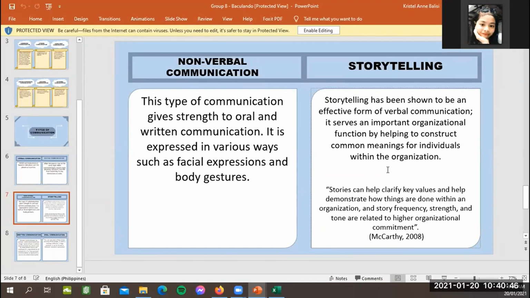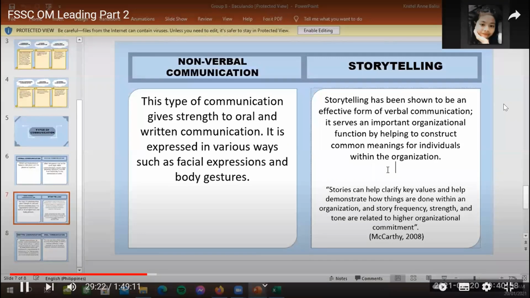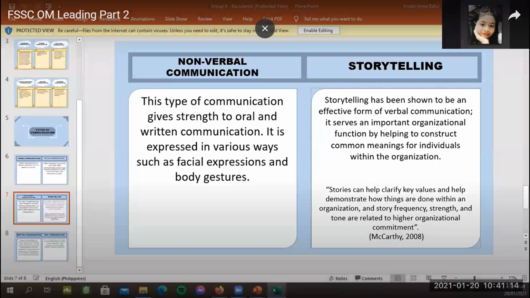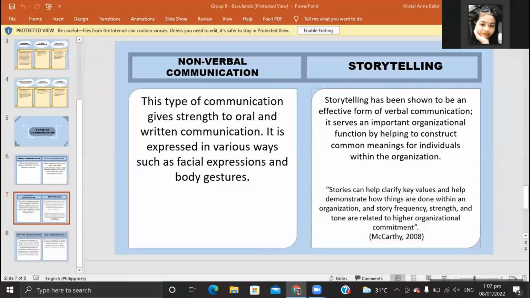Storytelling. Storytelling has been shown to be an effective form of verbal communication. It serves an important organizational function by helping to construct common meanings for individuals within the organizations. Stories can help clarify key values and help demonstrate how things are done within an organization. And story frequency, strength, and tone are related to high organization commitment, according to McCarthy in 2008.